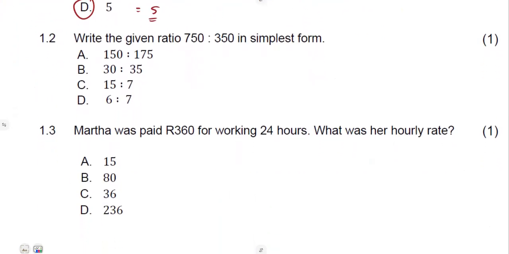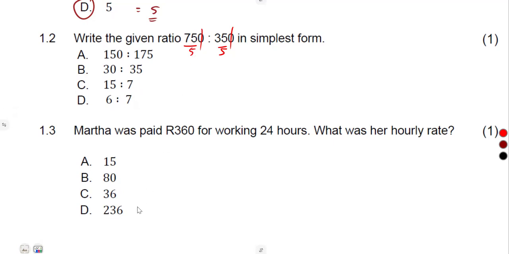Write the given ratio in simplest form. Let us get rid of the zeros, dividing by 10 and by 10. We're going to look for the highest common factor between 75 and 35. Or you can reduce these numbers and test: is 3 going to work? No. 4? No. 5 is going to work. Let's reduce by 5 here.